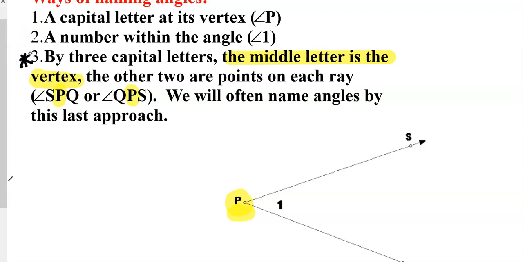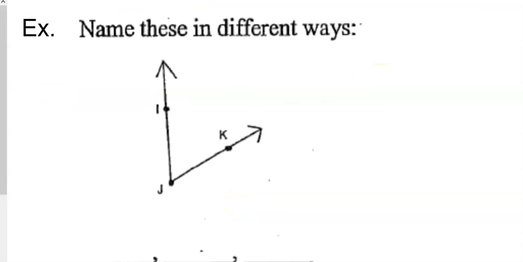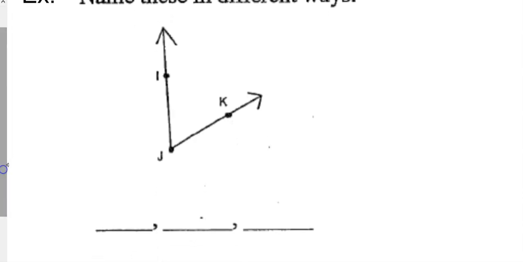So let's practice a little bit. Name these angles in different ways. Here's our first one. We have no number that we can use, but we do have one capital letter, so we could name that angle J. And then we can use our three letters. J is the important part. It's the vertex. It must be the middle one. So I could go angle I, J, K for my first one.